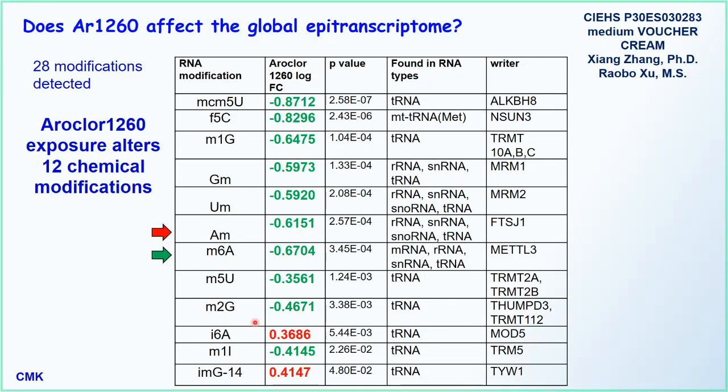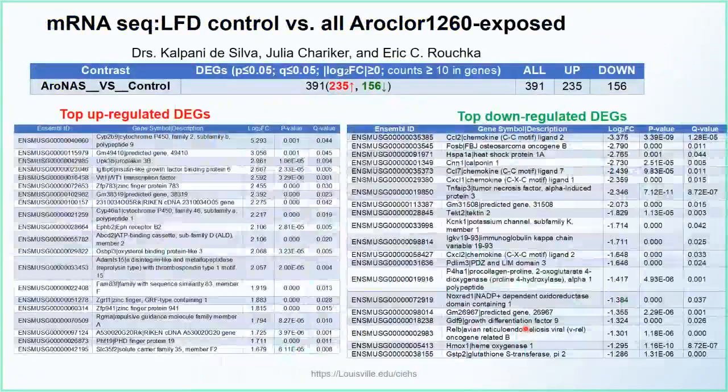And we saw an increase in IA and IM G14. And then I've put on here as well the kinds of RNA that have these modifications and the writers associated with these modifications.